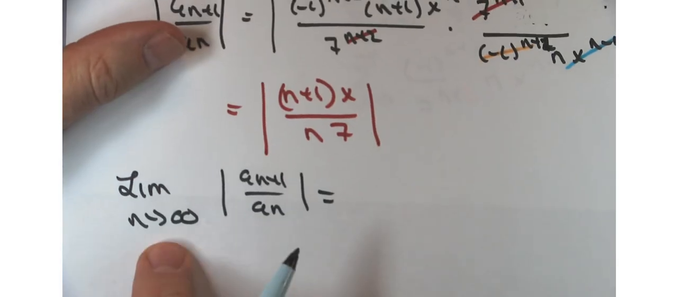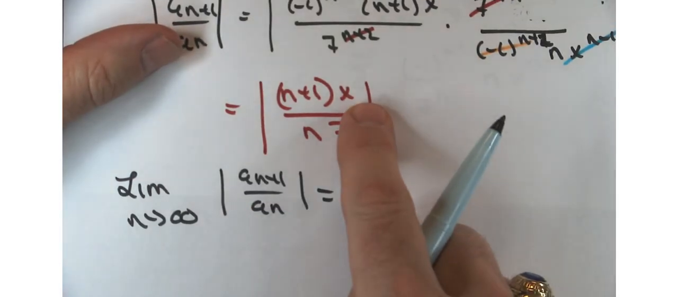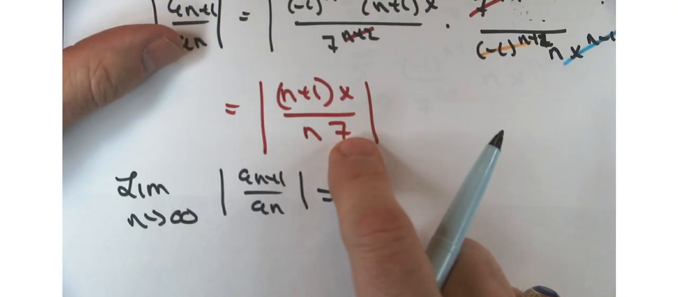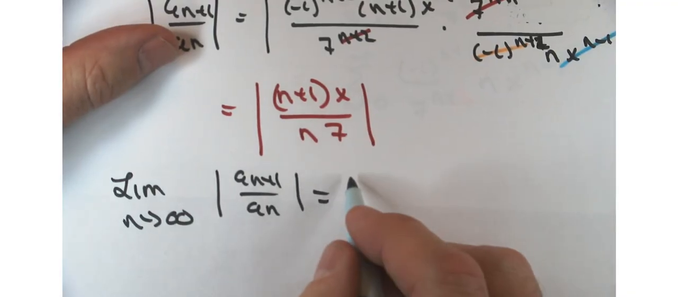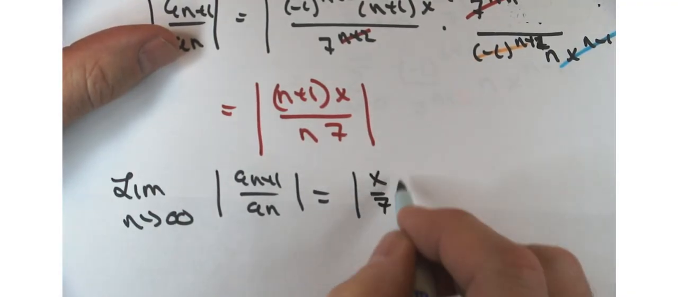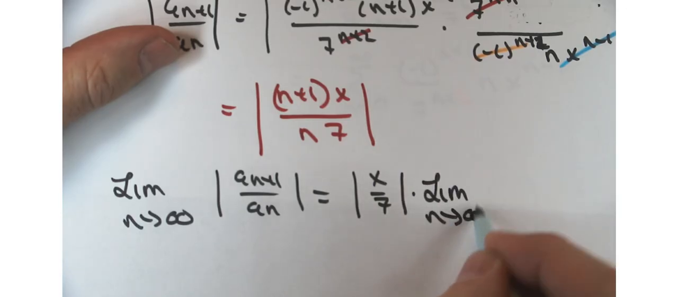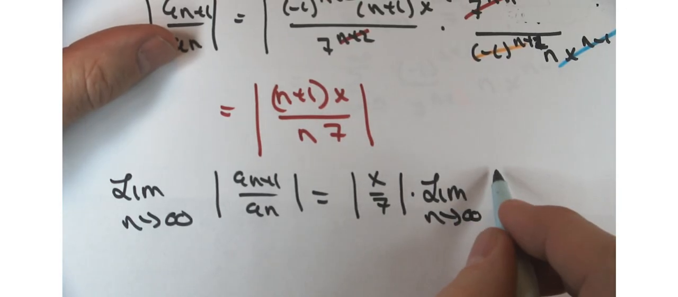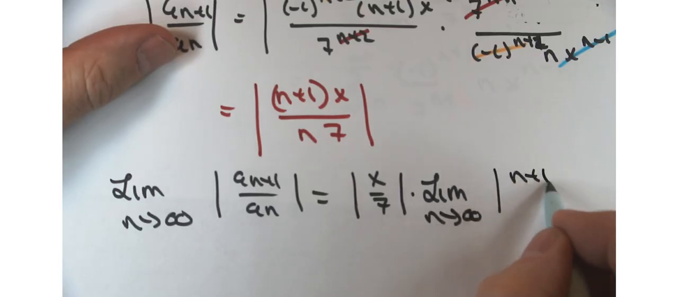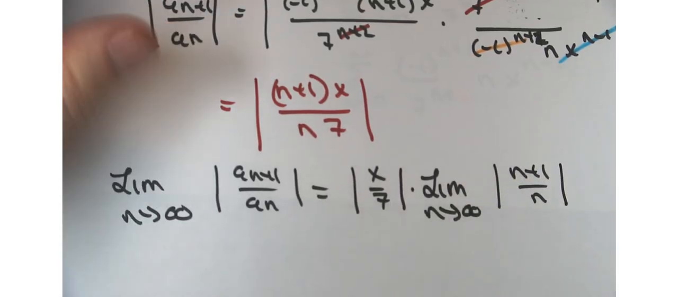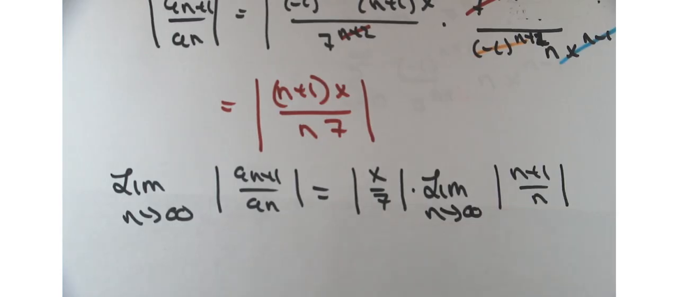Now, n is going to infinity, so the x and the 7 are both constants. So I can pull that out in front: x over 7 times the limit as n approaches infinity of the absolute value of n plus 1 over n. What happens with that limit, though? What's that limit going to be?